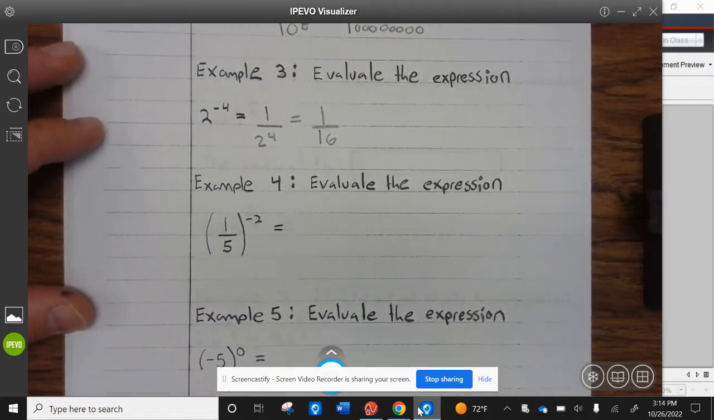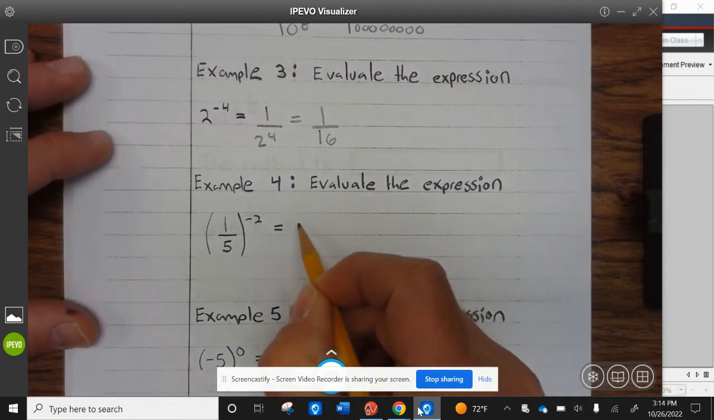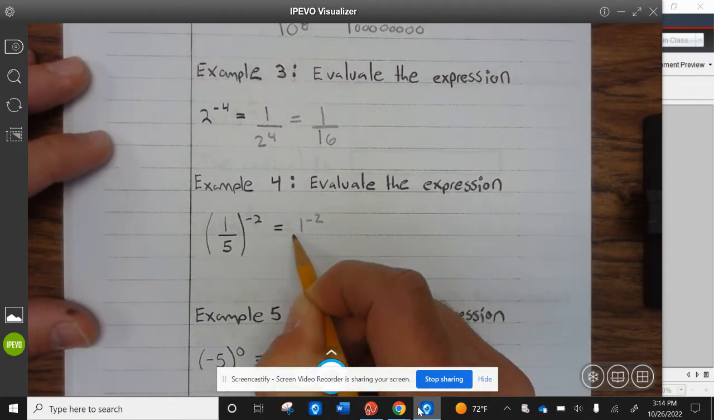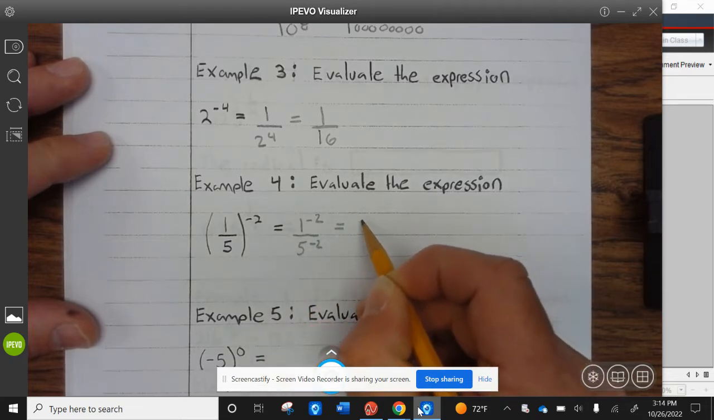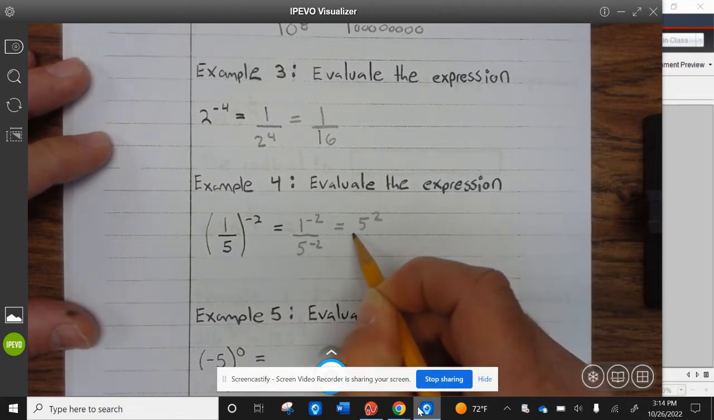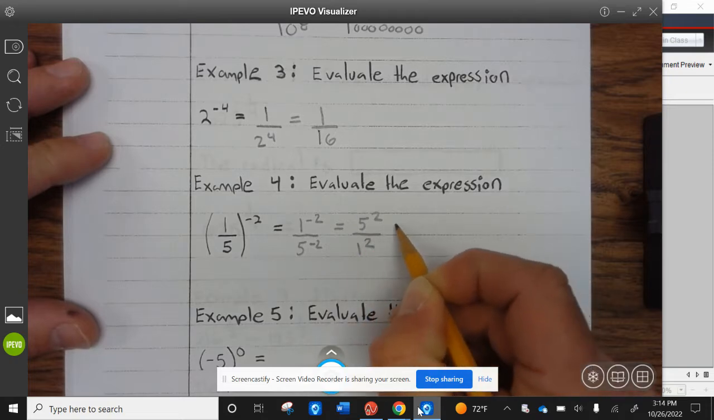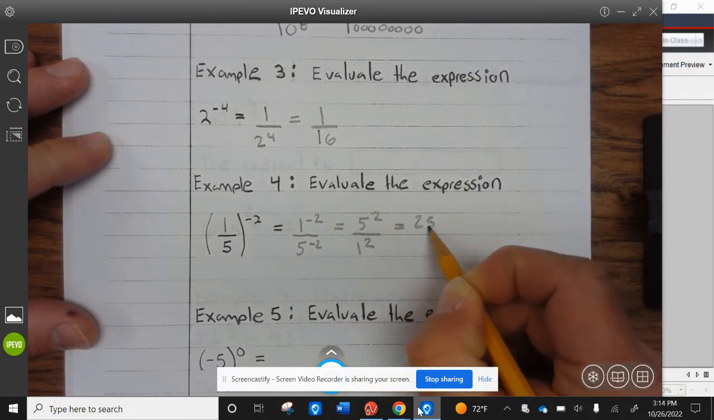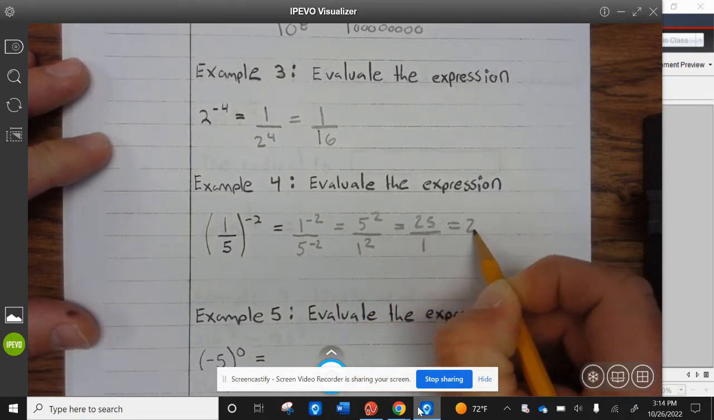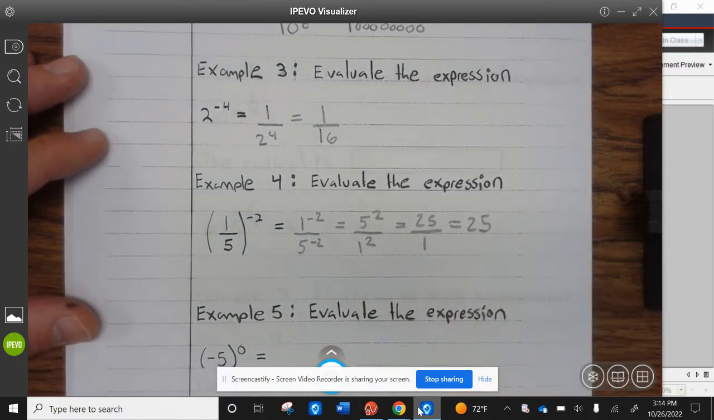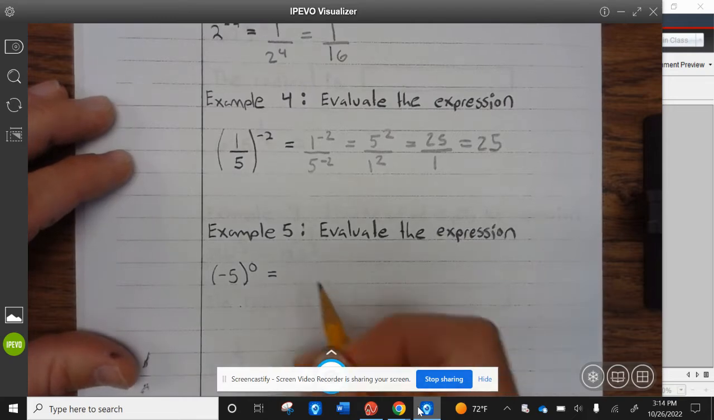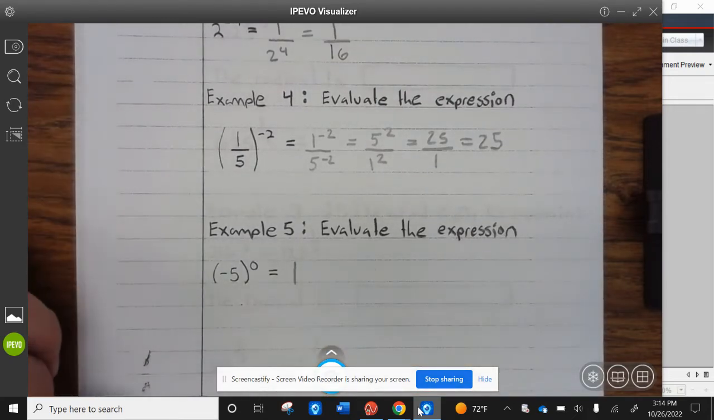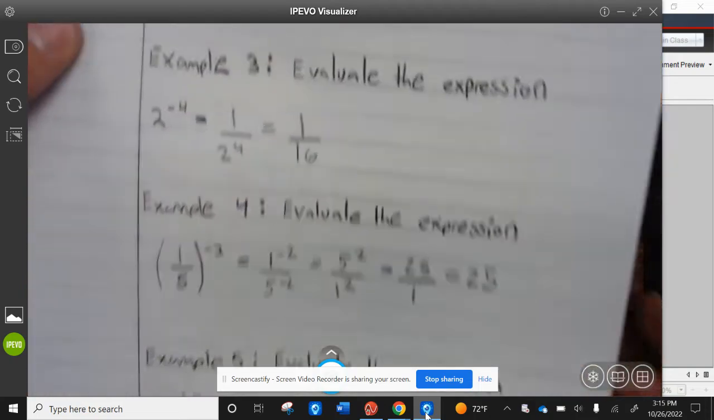All right, example 4. Evaluate the expression. So this becomes 1 to the negative 2 power divided by 5 to the negative 2 power, which then becomes 5 squared divided by 1 squared, which equals 25 divided by 1, which equals 25. All right. Negative 5 to the 0 power is equal to 1. All right, let's take a look at the next example.